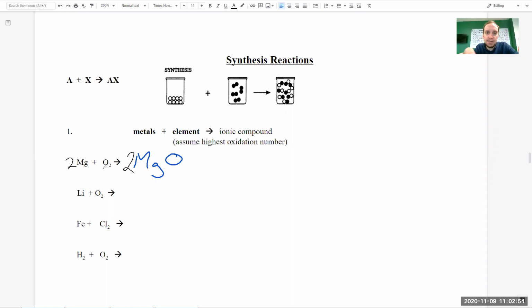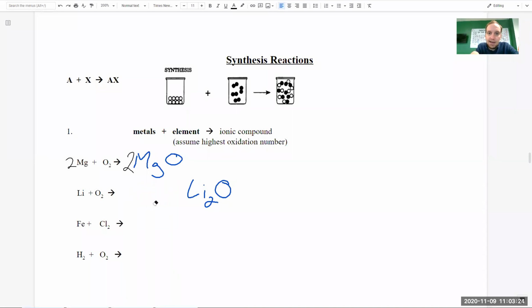The next one we're going to do is lithium plus oxygen. So of course, that's going to be lithium and oxygen. Let's go ahead and double check our charges. Lithium is a group 1, oxygen's a -2. So I'm going to cross that down there, cross that down there. So what I really get is Li2O, because of the 2 from the charge of the oxygen.